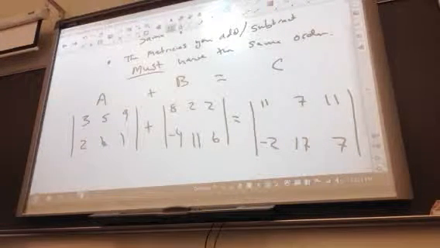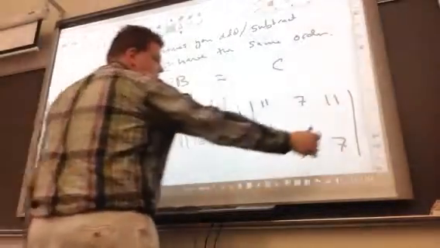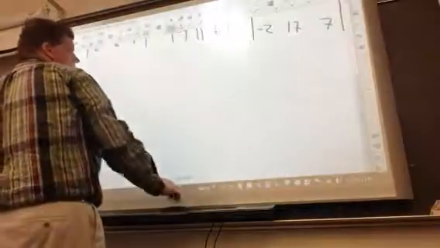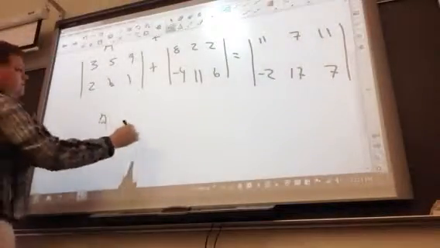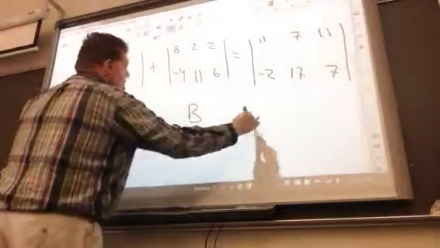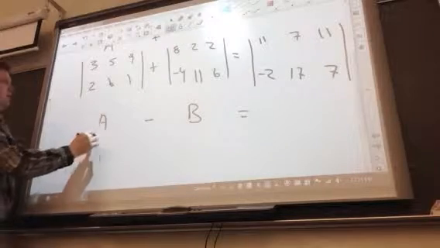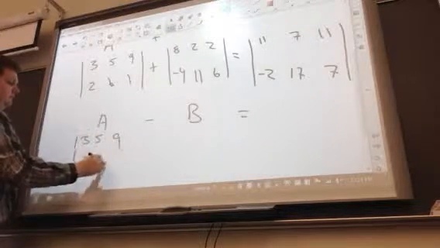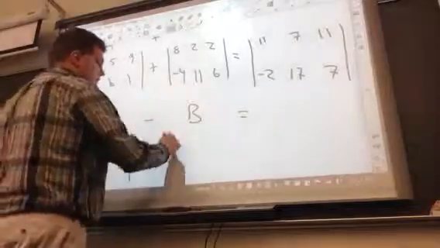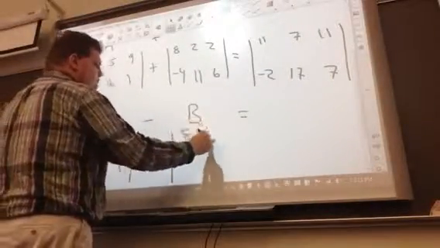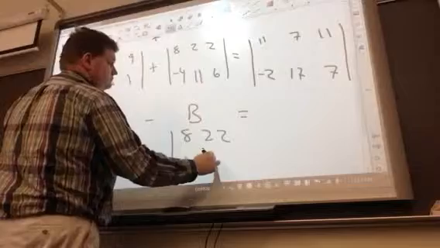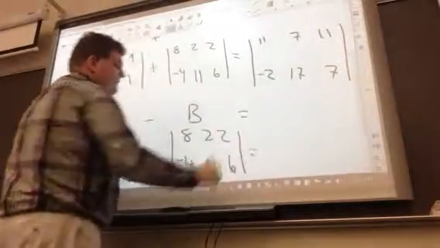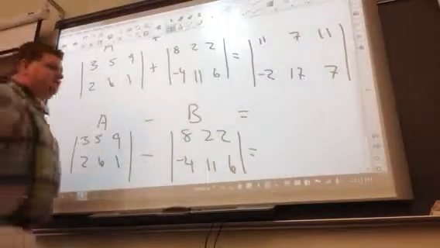If I were to subtract these two matrices, you would do the same exact kind of setup. So if I use these two matrices again, basically you're just going to do the same thing. It would be 3 minus 8, which is minus 5.